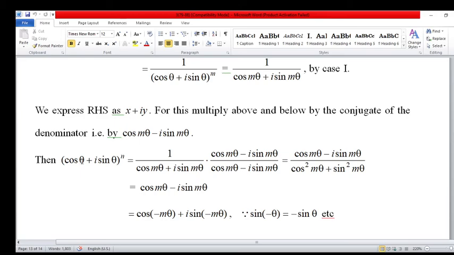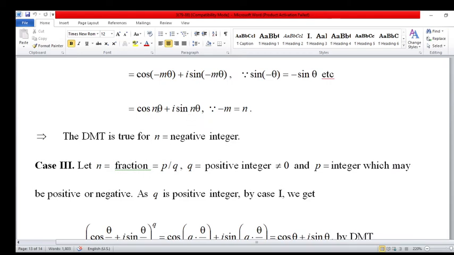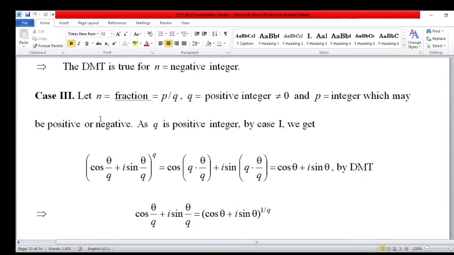So (cos theta plus i sin theta) raised to the power n is equal to cos n theta plus i sin n theta. This is how De Moivre's theorem is true for n negative. Now we take case third, n is a fraction. Fraction means p upon q, where q is not equal to 0 and q is positive, and p is any integer.